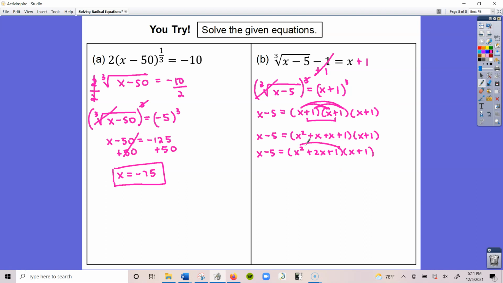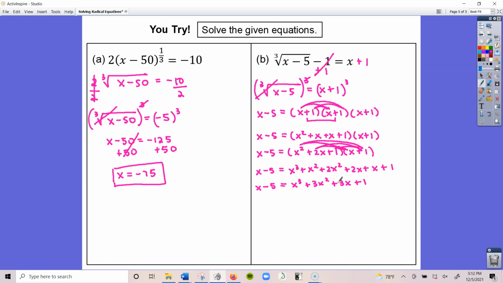Now let's distribute one more time. And remember, I have to distribute everything. So x minus 5 is equal to x to the third plus x squared plus 2x squared plus 2x plus x plus 1. Now let's clean this up a little bit by combining those like terms on the right. So x minus 5 is equal to x to the third plus 3x squared plus 3x plus 1.